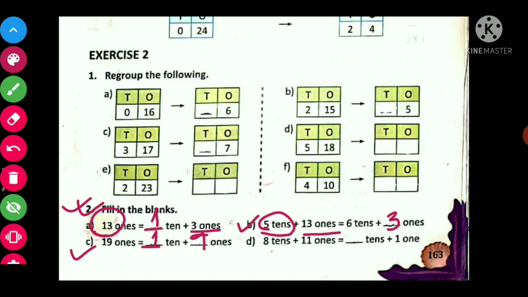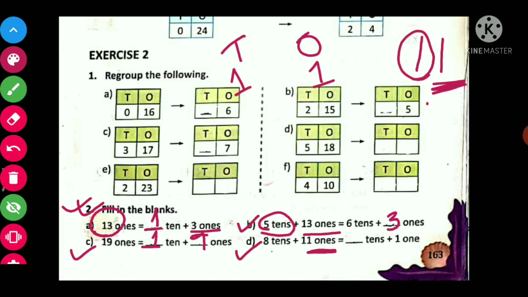Now see the D part. 8 tens and 11 ones are there. So tens and ones again. Now in ones 11 is there. So we'll put the last digit in the ones place, because we can't place two digits together. Now this 1 we will give to the tens place. But in tens place already 8 is there, so we'll add this 8 with 1. It will become how much? 9. So our answer will be 9 tens and 1 one. I hope you have understood this one.